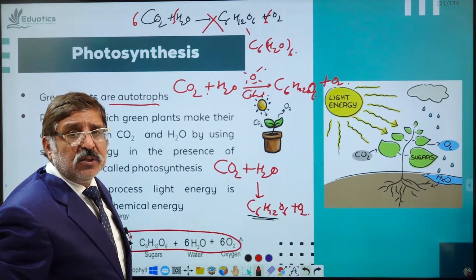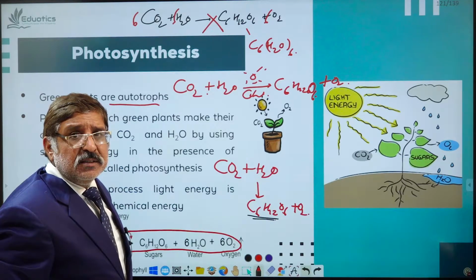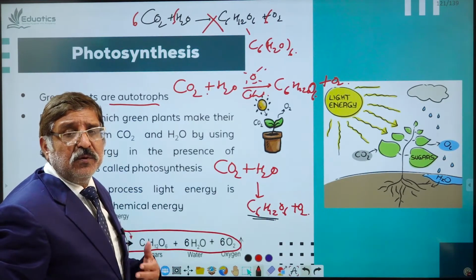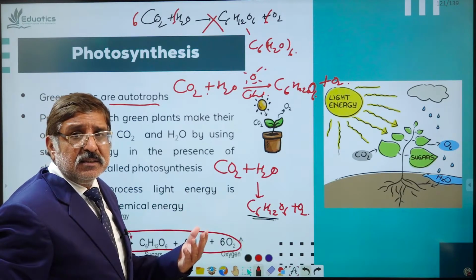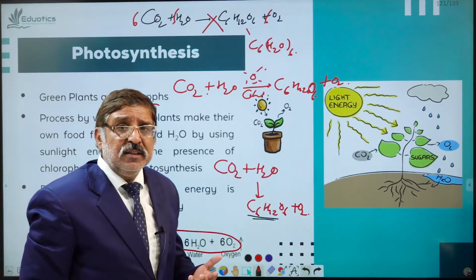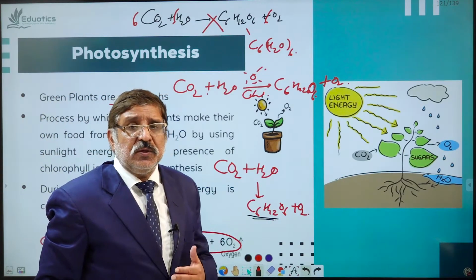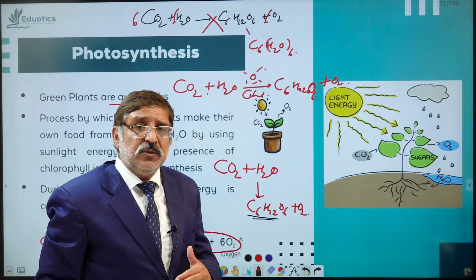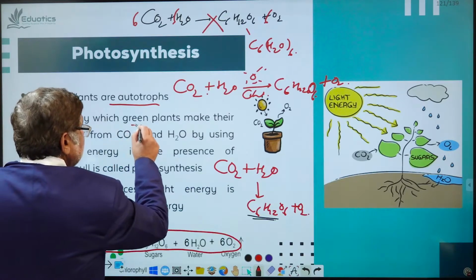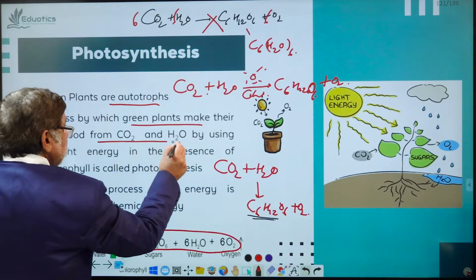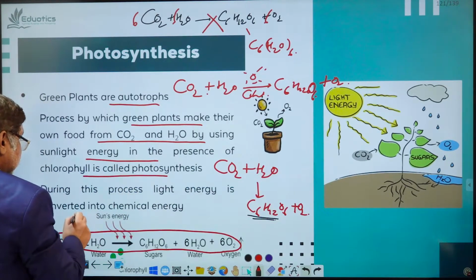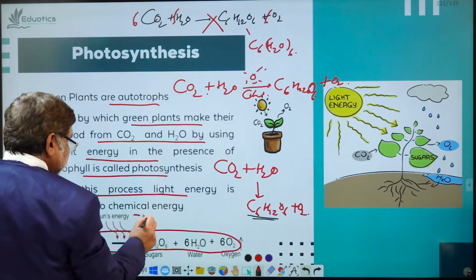Just like in chemistry you talk about electrolysis of water, same way photolysis of water will occur, and the oxygen is coming from water rather than carbon dioxide. So it is carbon dioxide fixation or carbon dioxide reduction. Water is only being used as a source for hydrogen to reduce carbon dioxide into glucose. So now, the process by which green plants make their own food from carbon dioxide and water by using sunlight in the presence of chlorophyll is called photosynthesis. During this process, light energy is converted into chemical energy.